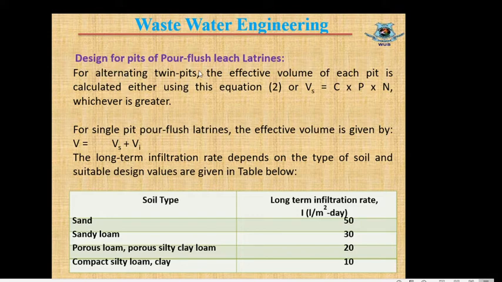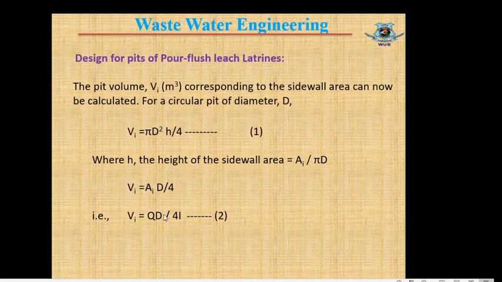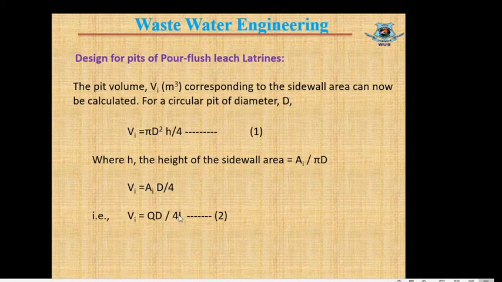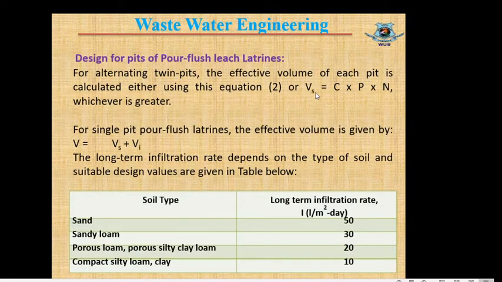Then for alternating twin pits, the effective volume of each pit is calculated by either equation number 2, or Vs equals C into P into N, whichever is greater. That means if we design a twin pit system, then we need to calculate volume using the equation Vs equals CPN, or using the other equation, and the required design pit volume will be the greater of the two. Whichever is greater will be our design or required pit volume.